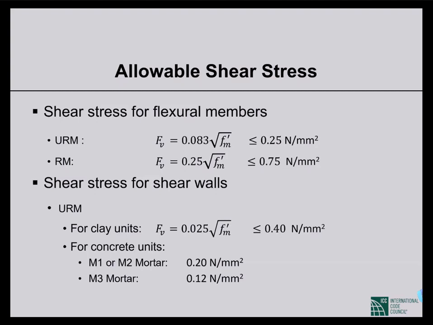The shear stress for flexural members, that is due to the out of plane bending, is given here: 0.083 root over Fm prime, and for reinforced masonry this is much higher compared to URM. This is 0.25 root over Fm prime. And the maximum limit is also 3 times that of URM: 0.25 megapascal and 0.75 megapascal.